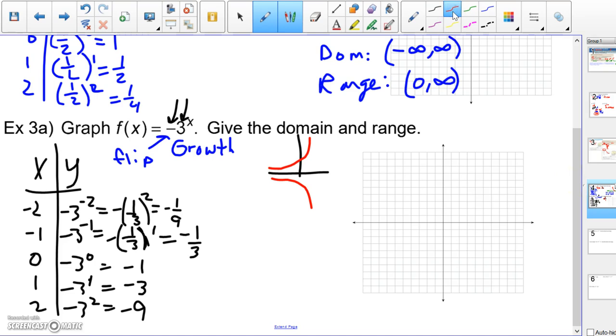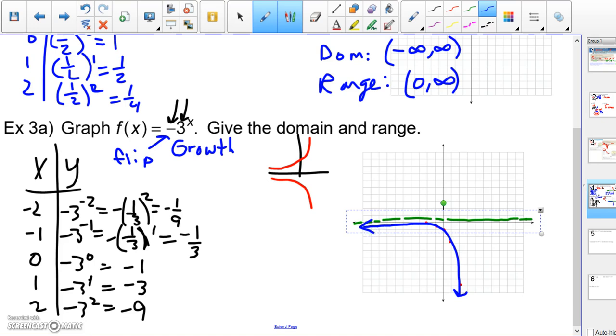-2, -1/9. -1, -1/3. 0, -1. 1, -3. And honestly, guys, sometimes graph paper is not easier to use because it's so small. So really, ideally, I'd draw this much bigger, or if you used your own, if you just drew it by hand, here's the asymptote. If you just drew it by hand, you could kind of size it better. So sometimes graph paper is a disadvantage.